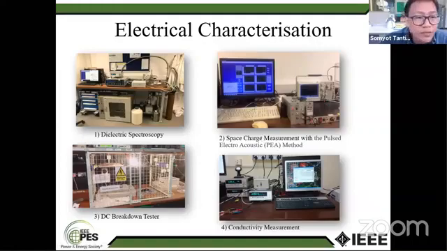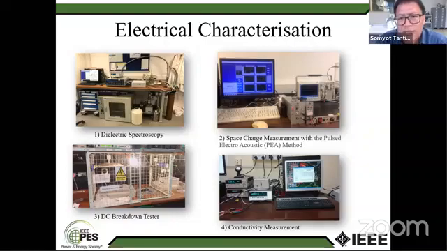And for the electrical characterization, the first equipment is dielectric spectroscopy, normally widely used nowadays. We use it to measure the complex permittivity varying with frequency, in the range from 0.1 Hz to 1 megahertz. And then the second is space charge measurement with the pulsed electroacoustic method, we call the PEA method. This equipment is used to locate the charge accumulated and the charge transport inside the polyethylene.